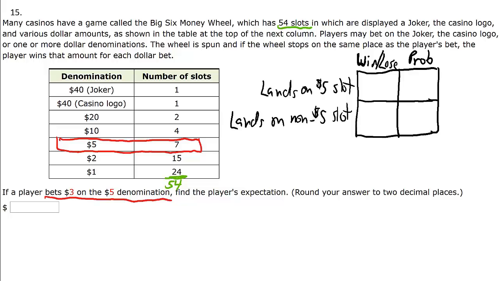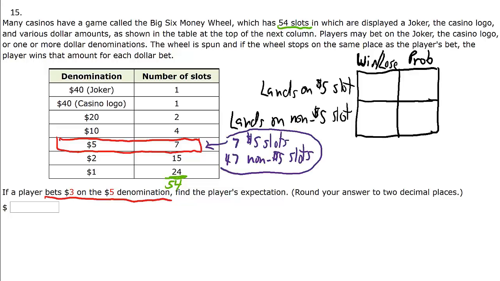So you need a row for the $5 slot landing and the probability that's going to be calculated there, and you need a row similarly for the ball landing on something else besides the $5 slot. So if there are 7 slots for the $5, that means if there are 54 in all, there are 54 minus 7, so there must be 47 slots that don't provide a winner for that player's bet.